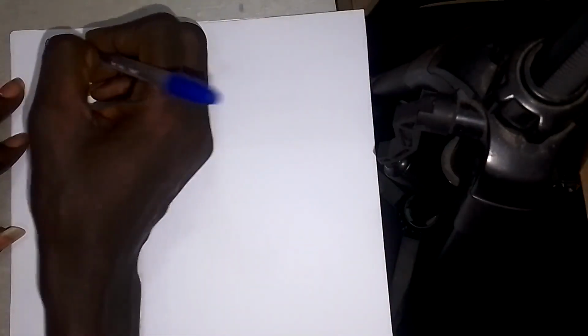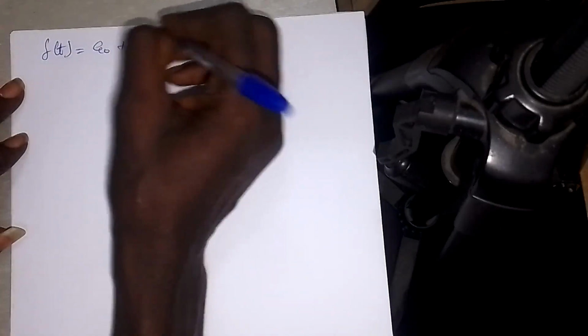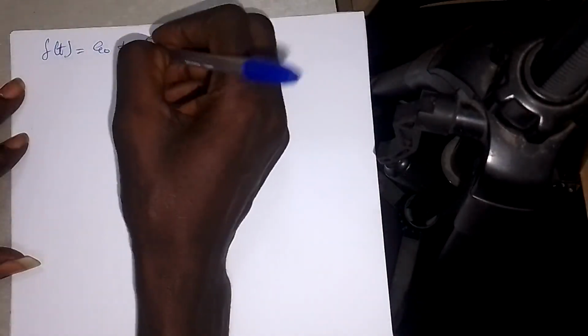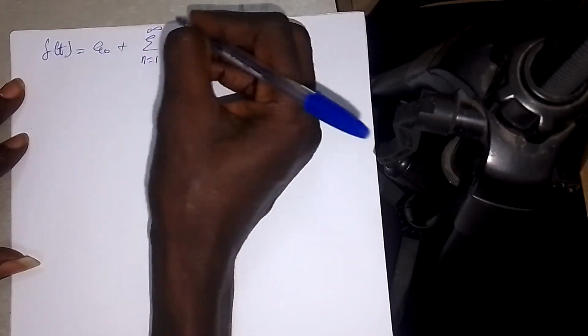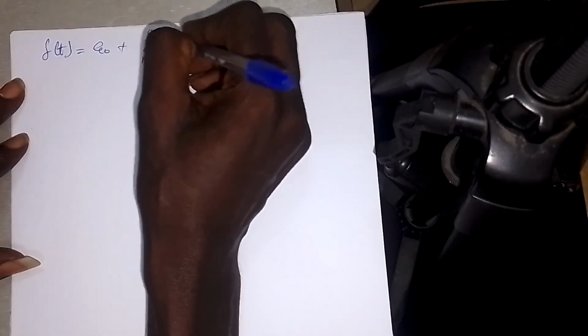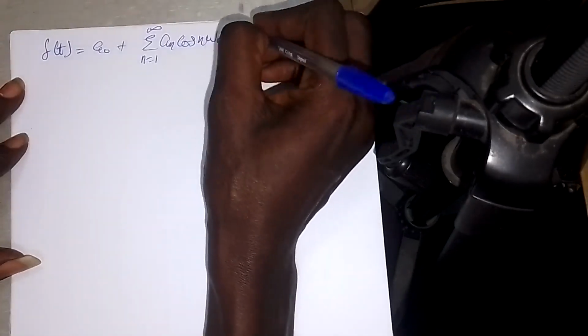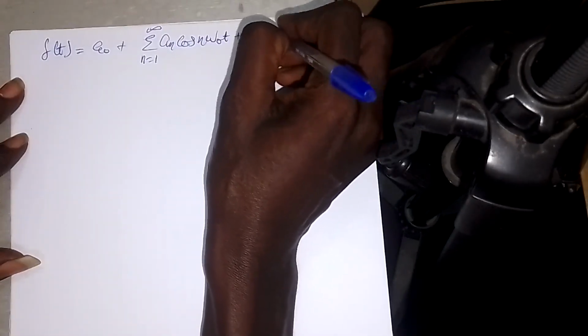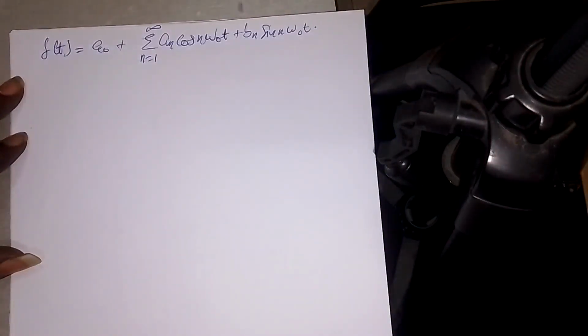Okay, so I know that the impulse train signal, delta of t, is equal to a naught plus, setting the values for my impulse train signal, the summation from n equals 1 to infinity of an cos n omega naught t, plus bn sine n omega naught t. This is what I have.